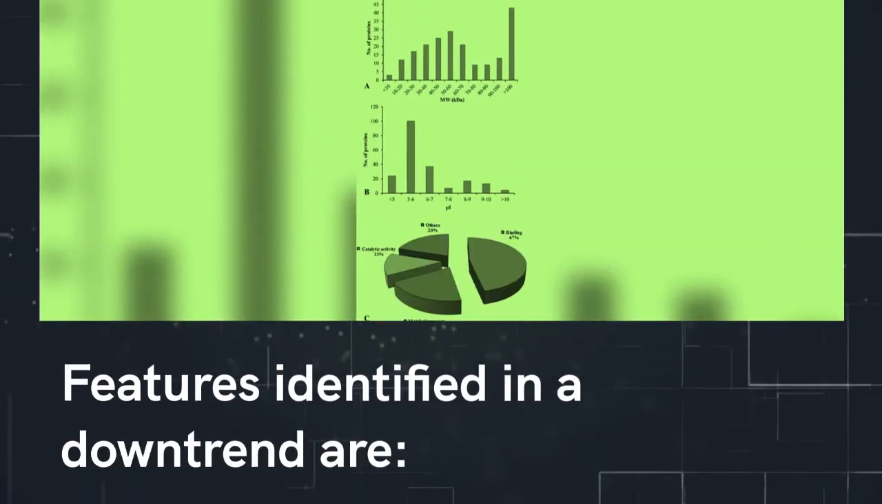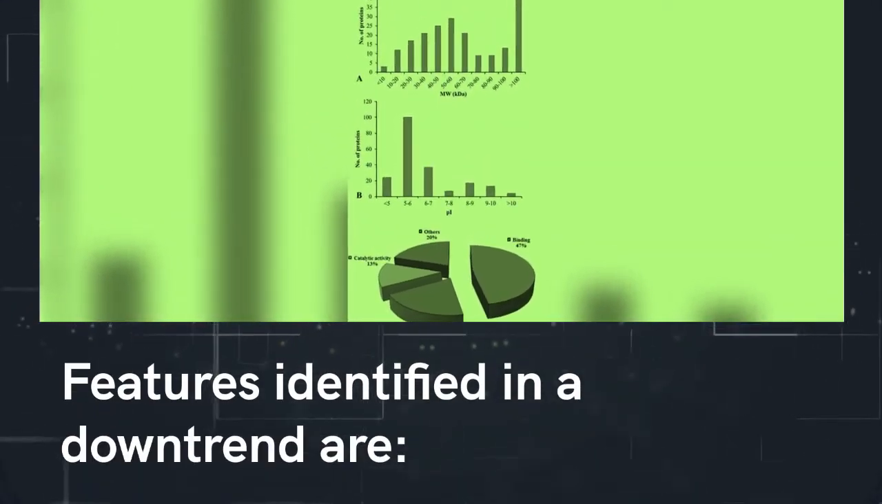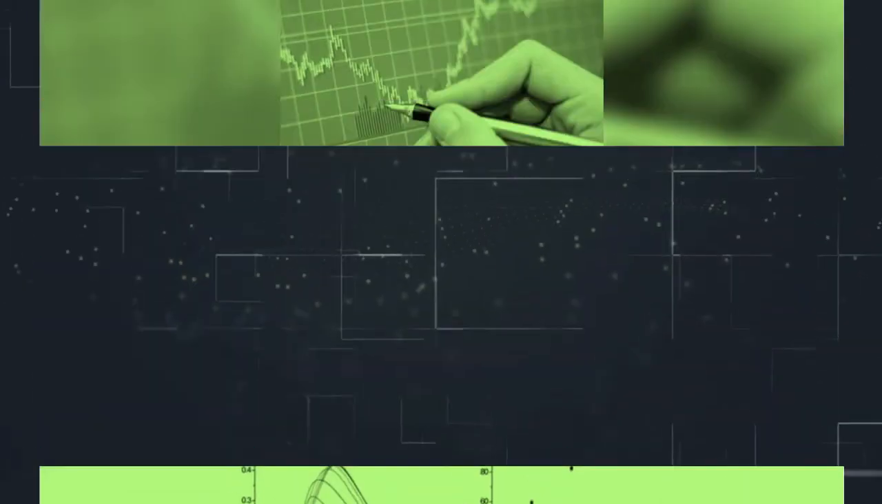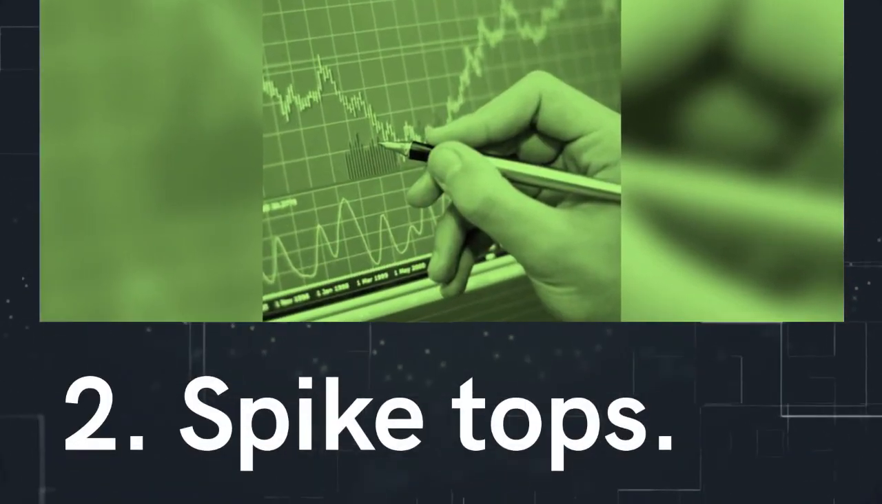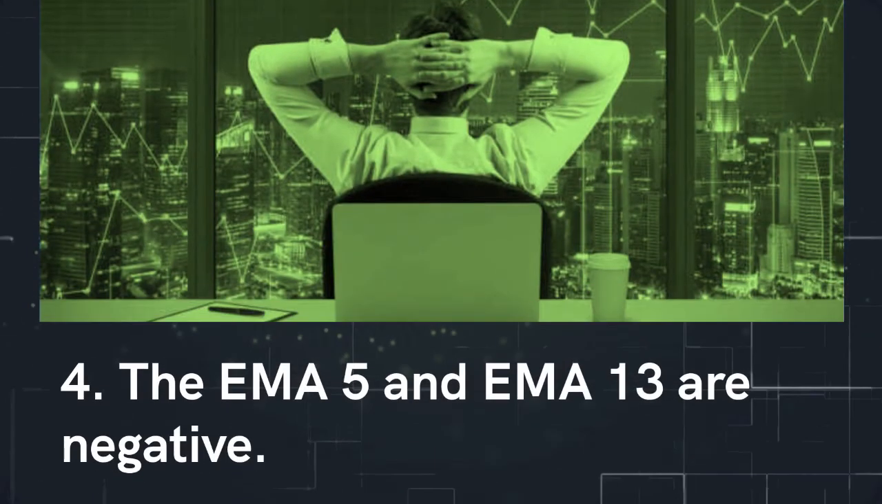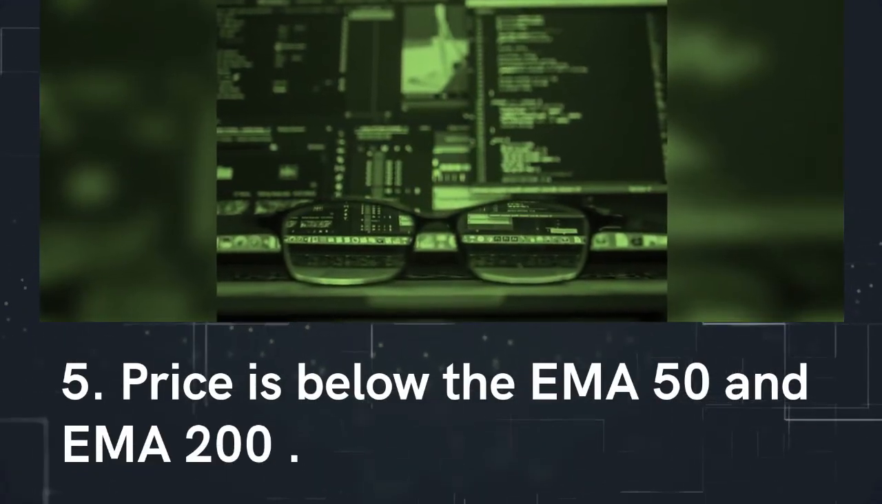Features identified in a downtrend are: 1. RSI in the 60 to 20 range. 2. Spike tops. 3. M tops. 4. The EMA5 and EMA13 are negative. 5. Prices below the EMA50 and EMA200.